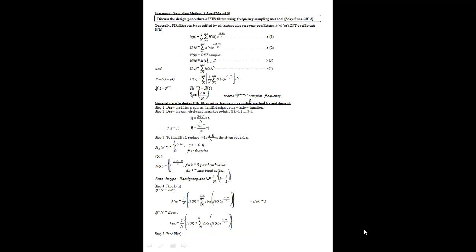Okay. So we can do the homework: design an ideal differentiator with frequency response H of e power j omega equal to j omega over pi, for omega varying from minus pi to pi, using a Hamming window, for N equal to 8.